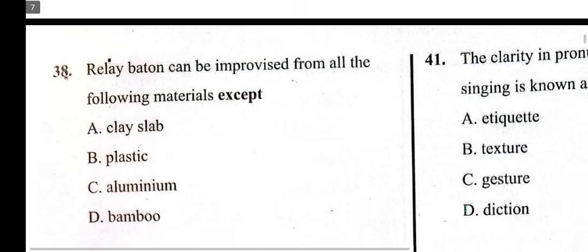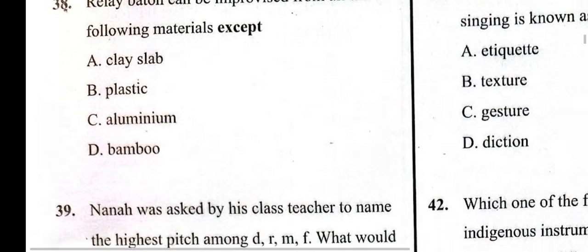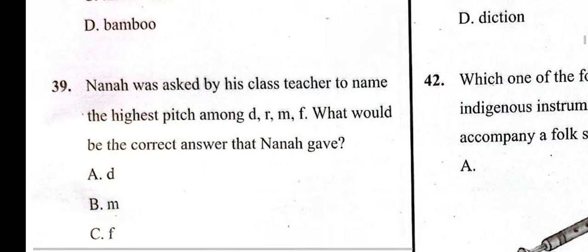Number 38. Relay button can be improvised from all of the following except which one? Clay slab, plastic, aluminium, then bamboo. The clay slab cannot improvise a relay button. The correct answer is A.